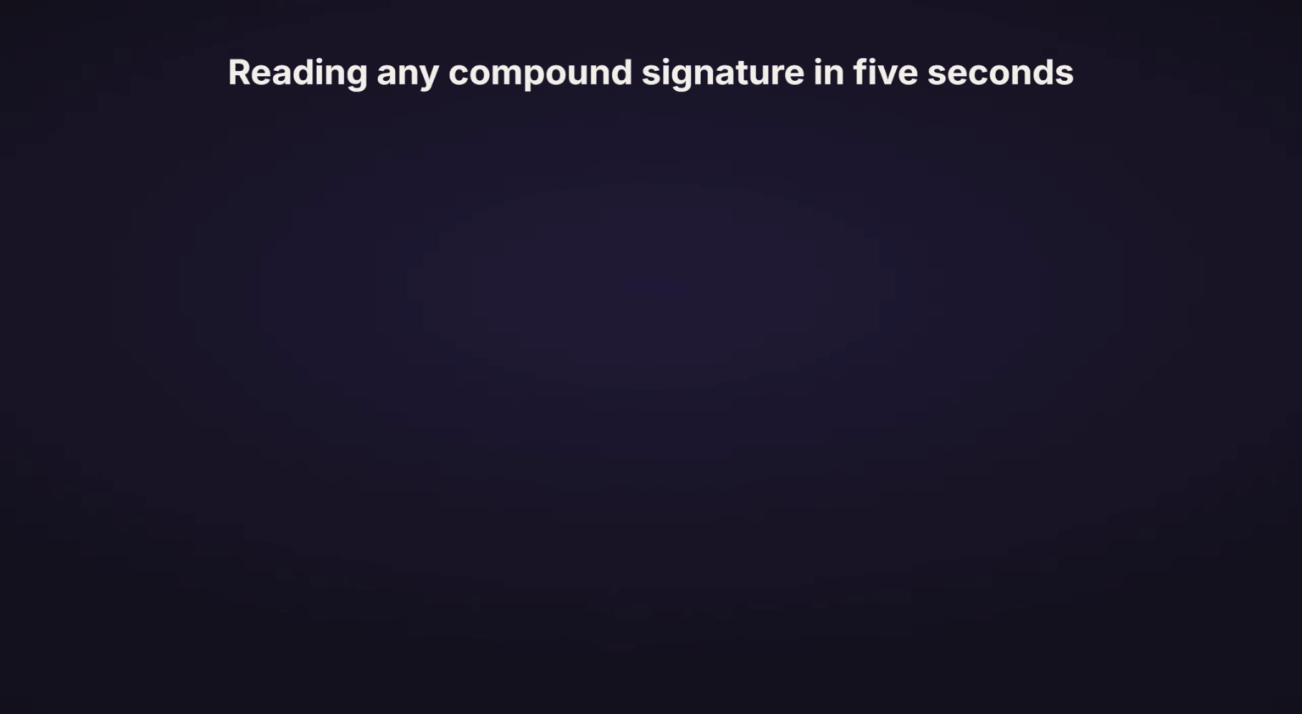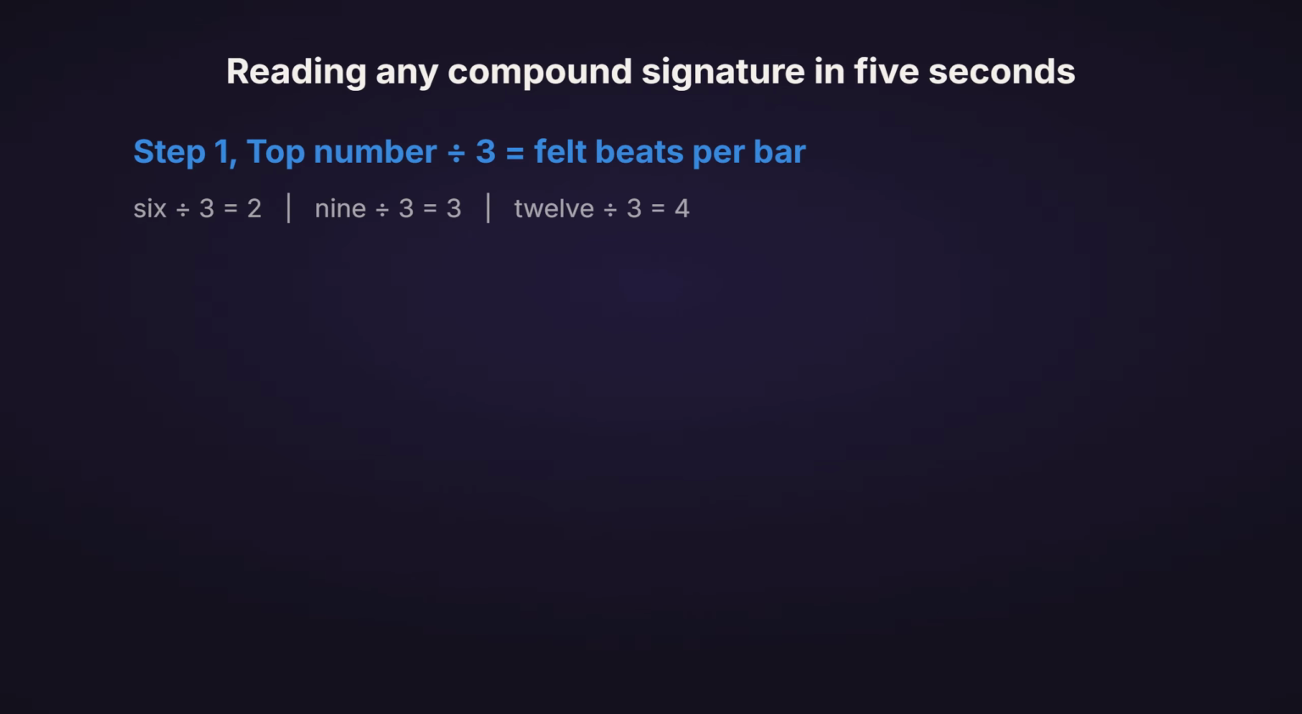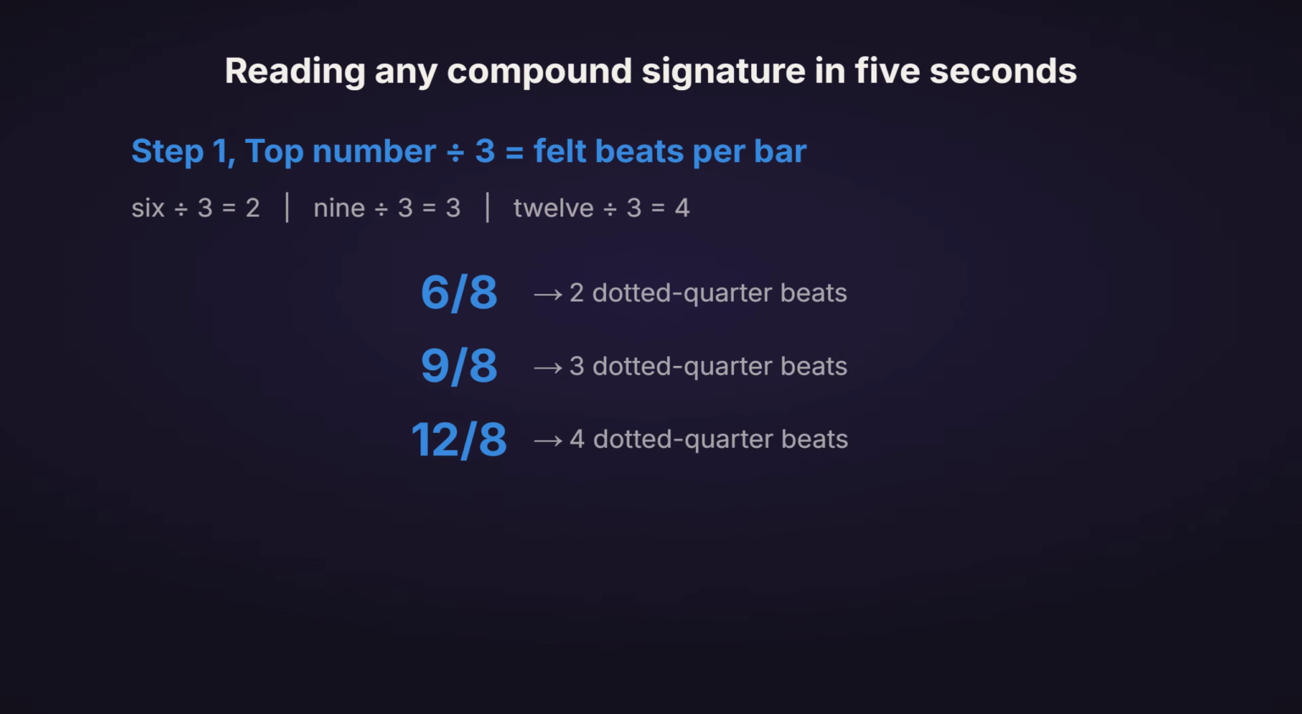Once you know that compound signatures group by 3, reading any of them takes one short calculation. Divide the top number by 3 to find the number of felt beats per bar. 6 divided by 3 gives 2 felt beats. 9 divided by 3 gives 3. 12 divided by 3 gives 4.